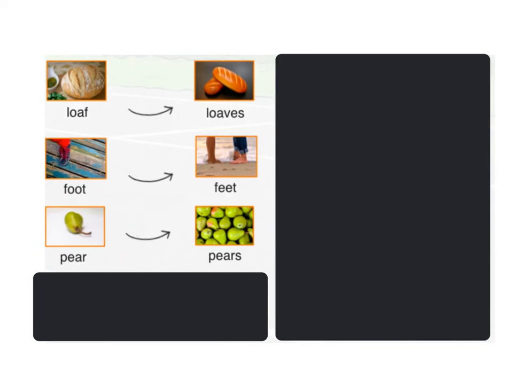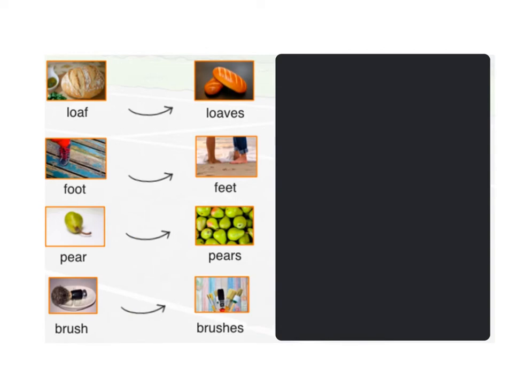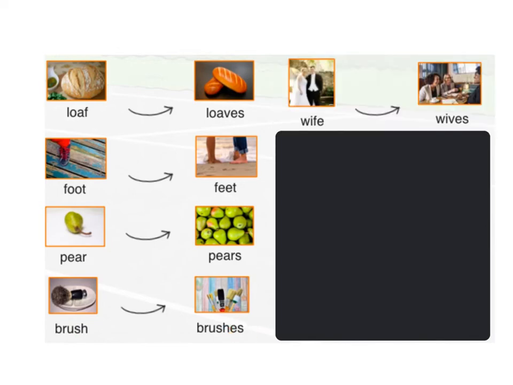Pear just becomes pears. And brush, because it ends in a sh, becomes brushes. We add es onto the end to make the plural. Wife ends in an fe, so we drop the fe and we add ves. Wife becomes wives.